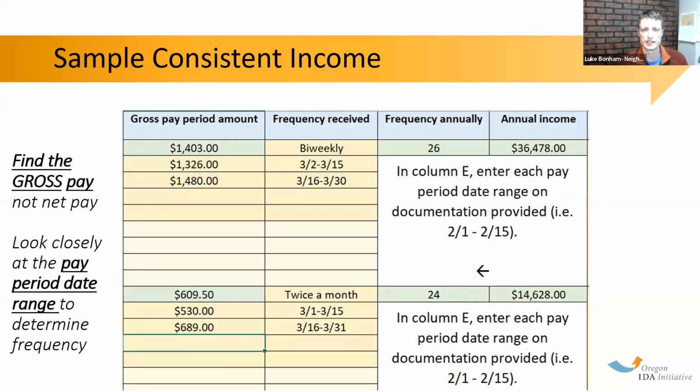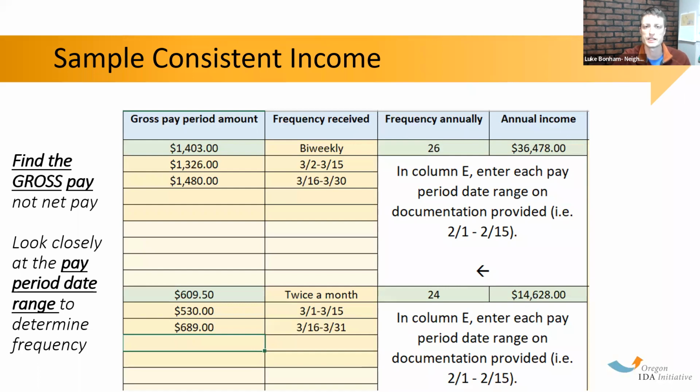You have to decide and then select from the dropdown your frequency received, whether they are paid weekly, bi-weekly, twice a month, or monthly, by looking at the pay period date range. For example, bi-weekly is every 2 weeks, so the pay period is exactly 2 weeks apart on the same day of the week, whereas twice a month is usually 15 days apart on set days of the month every month.